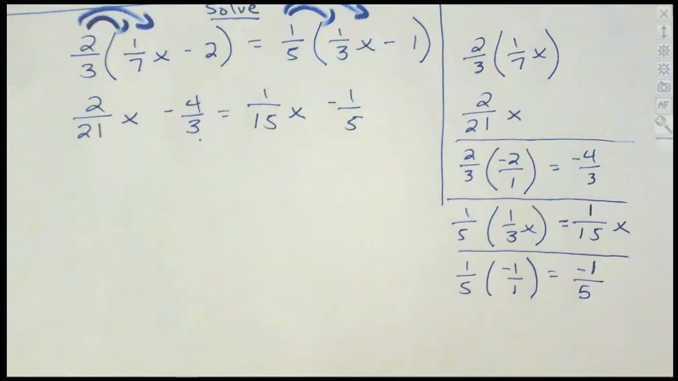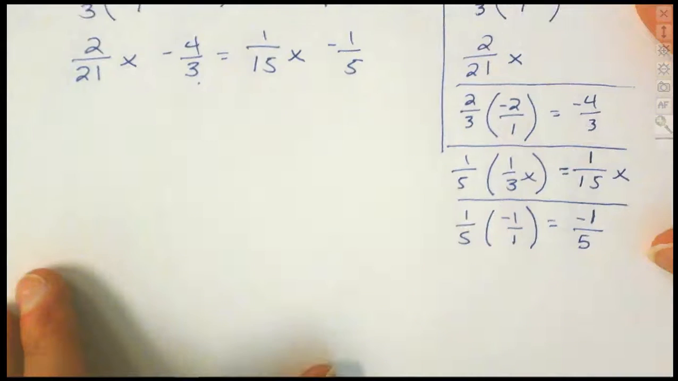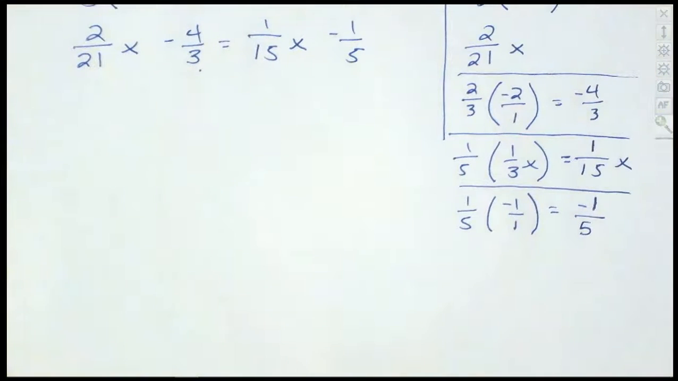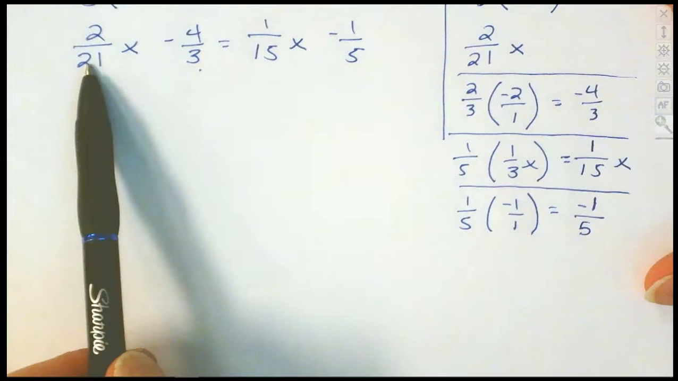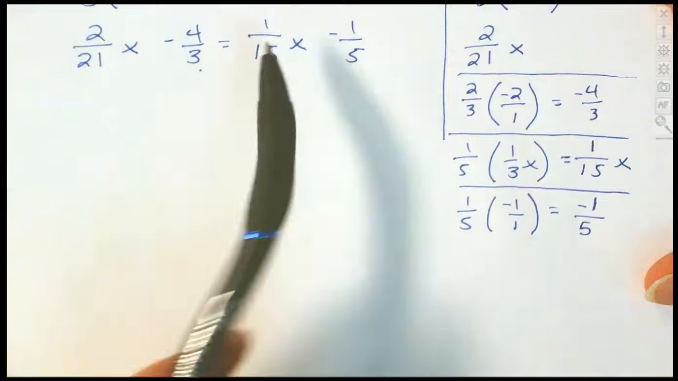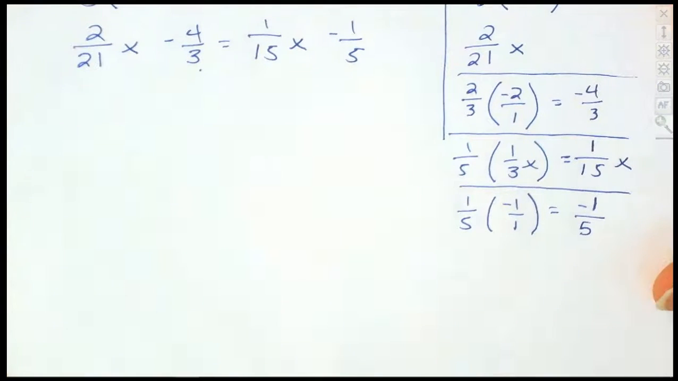Is everyone okay with that so far? Is everyone right with that? Yeah. Okay, now we need to figure out how we're going to work on clearing out these fractions. So, what do we have for our denominators? We have a 21, okay, we have a 3, we have a 15, and we have a 5.